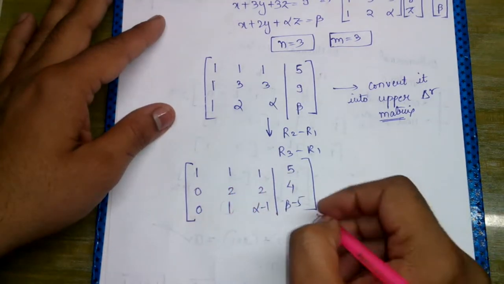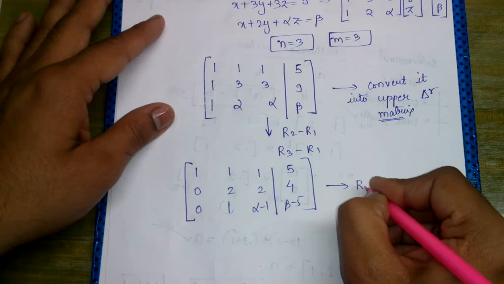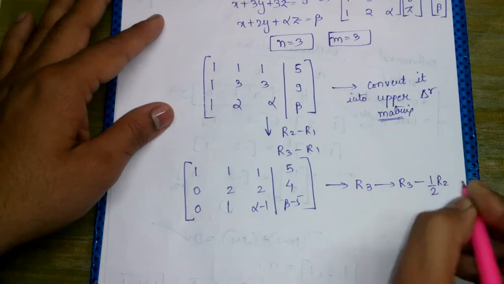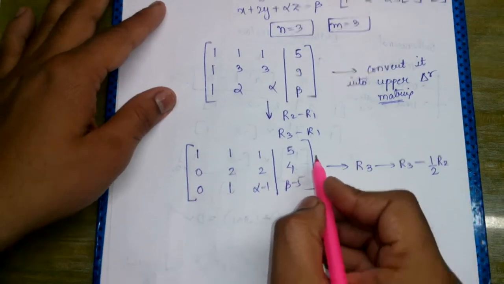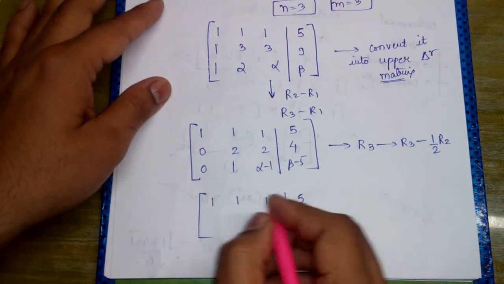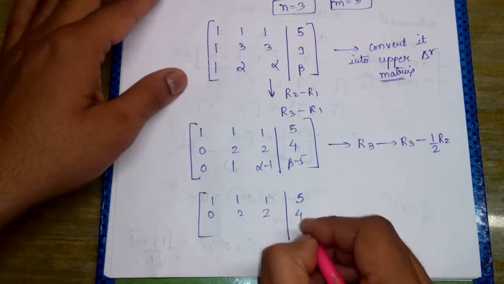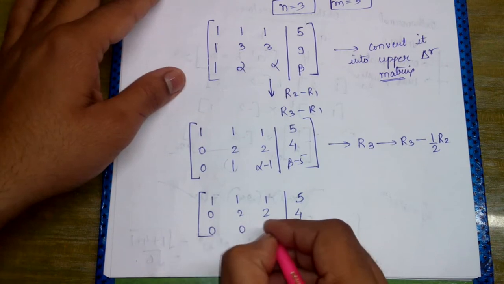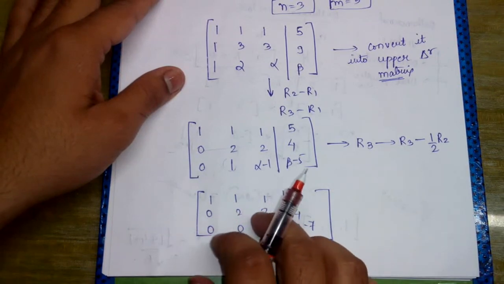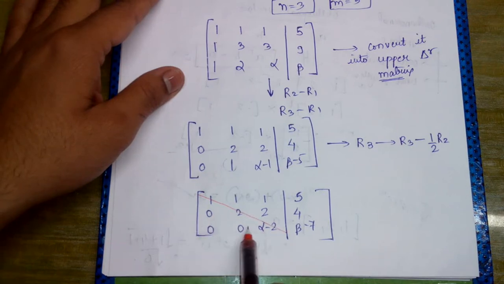So what we will do is simply replace R3 by R3 minus 1 by 2 times R2. We divide this entire row by 2 and subtract it from row 3. So we obtain 1, 1, 1, 5, 0, 2, 2, 4 and 0, 0, alpha minus 2, beta minus 7. Now this matrix has been converted into the upper triangular matrix such that all the elements lying below the diagonal are 0.